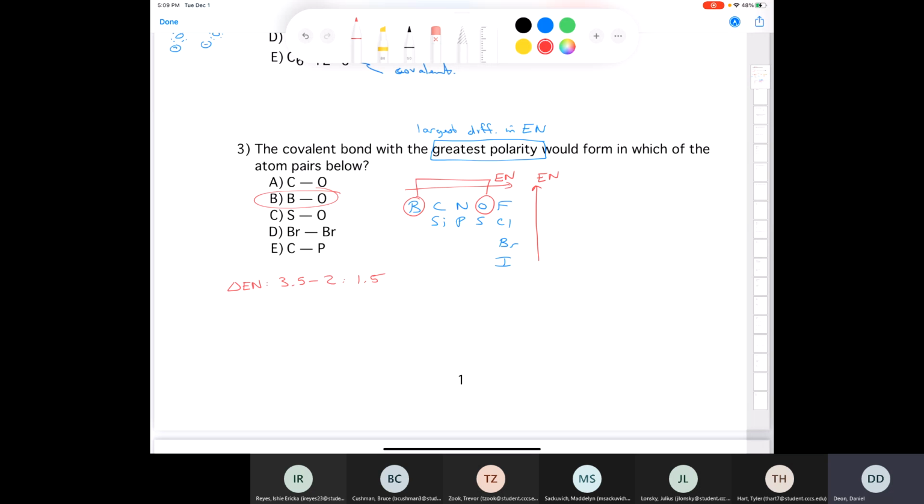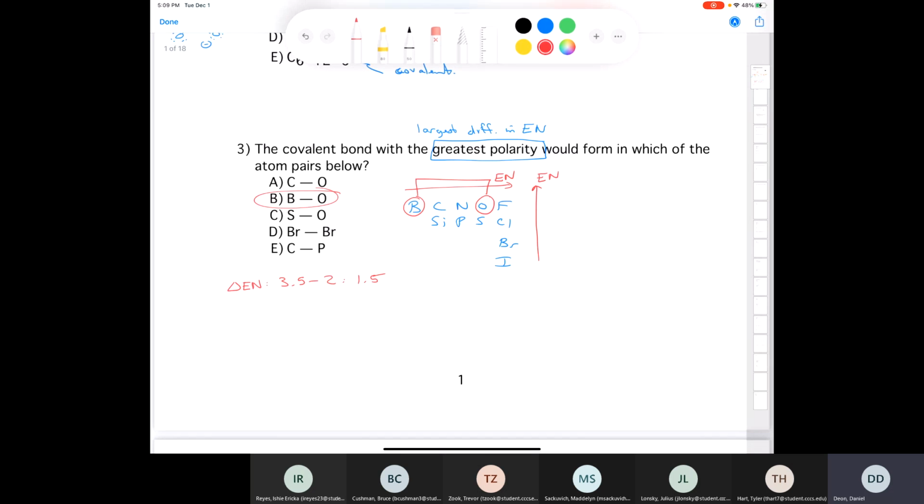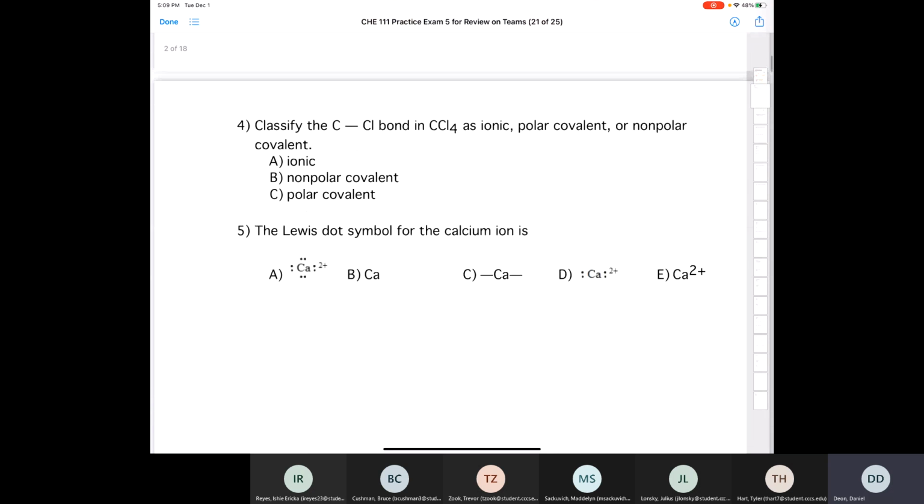And if you compare all the others, you'll see that none of them are as great as 1.5. But again, you can solve this one completely qualitatively just by following the trends on the periodic table, the trend for electronegativity.